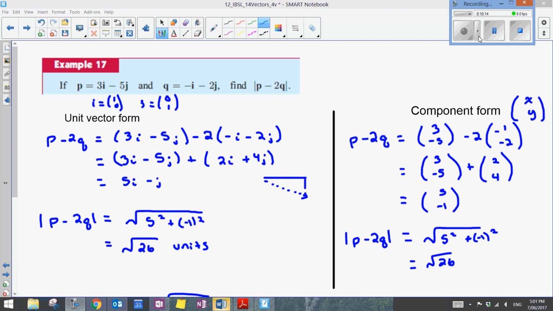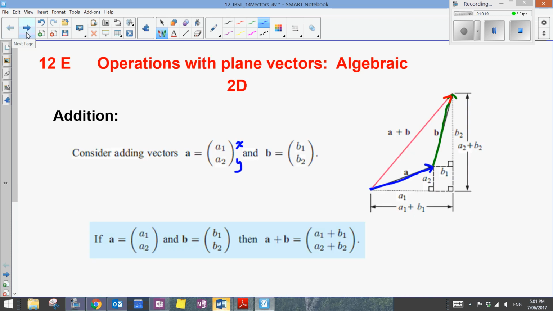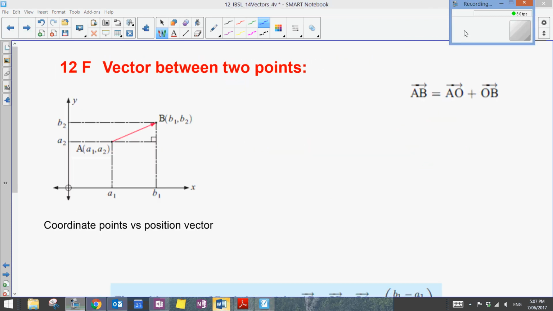All right, guys, these were our 4 ideas for section E, so we are now going to move on to section F, 12F.